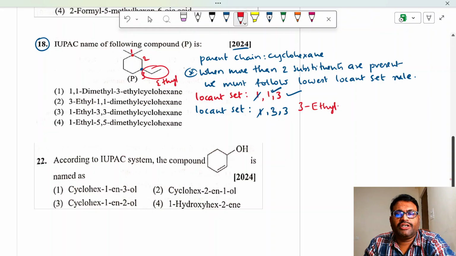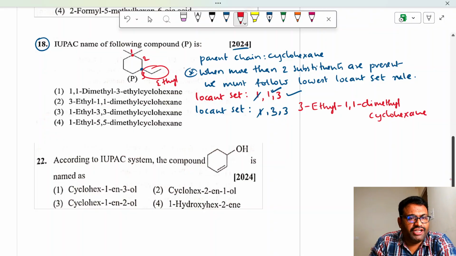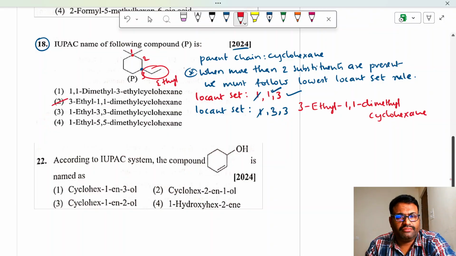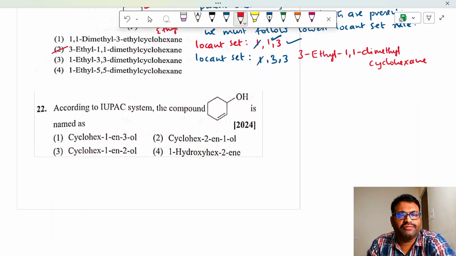Okay. Next, 1, 1 dimethyl cyclohexane. Where do you find it? You see 3-ethyl 1, 1 dimethyl cyclohexane. Did we get the answer? Right. Let us move to the next one.